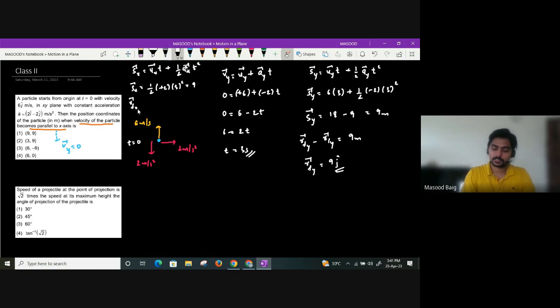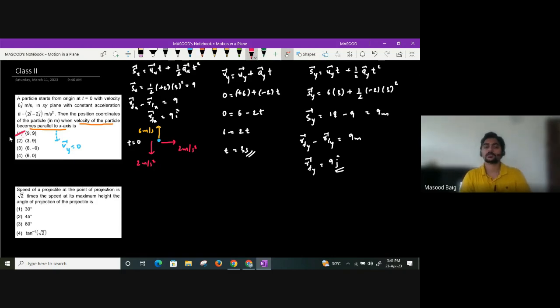So what I can write? Final position in x minus initial position in x will be equal to 9. Already initial position is 0. So final position in x direction will also be 9 i cap. So what will the answer be, beta? 9 comma 9 will be the coordinates when velocity becomes parallel to x-axis.